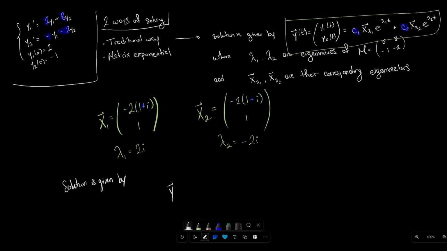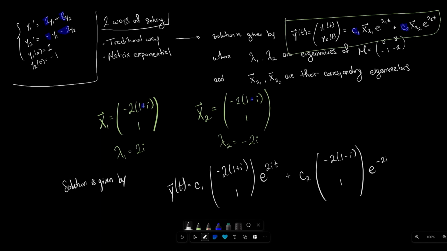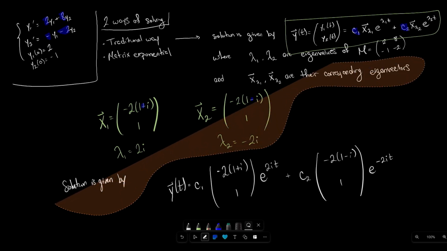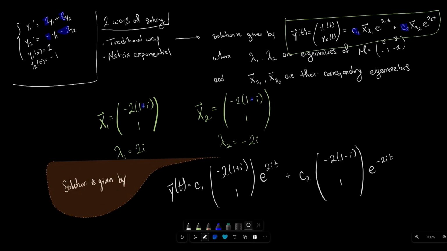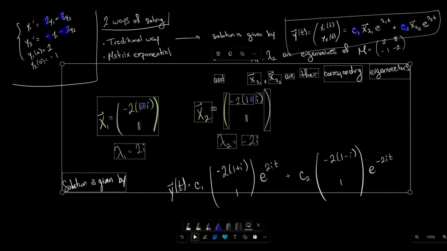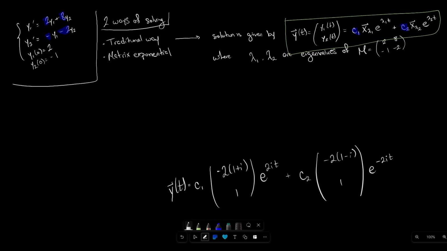The solution is given by y of t is c1 times the first eigenvector, negative 2 times 1 plus i, 1, e to the eigenvalue, 2i t, plus c2 times negative 2 times 1 minus i, 1, e to the negative 2i t. That's all fun and games until we have to meet the initial conditions. So to meet the initial conditions, we actually have to evaluate at 0.